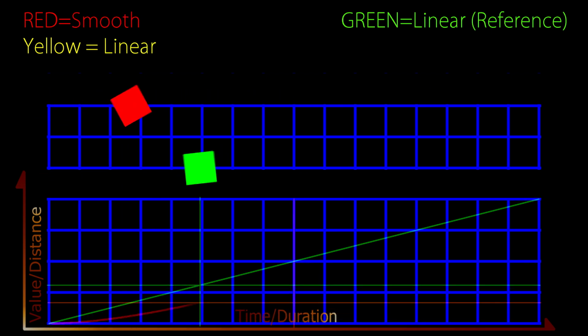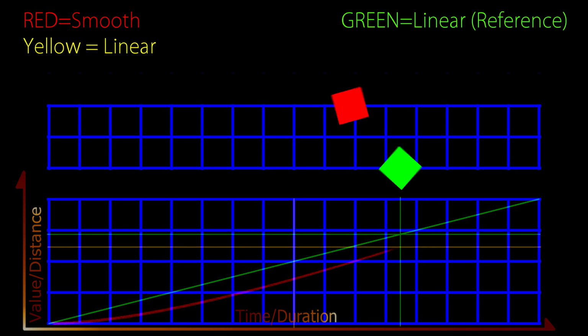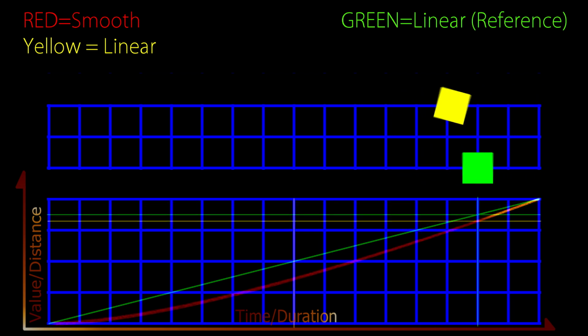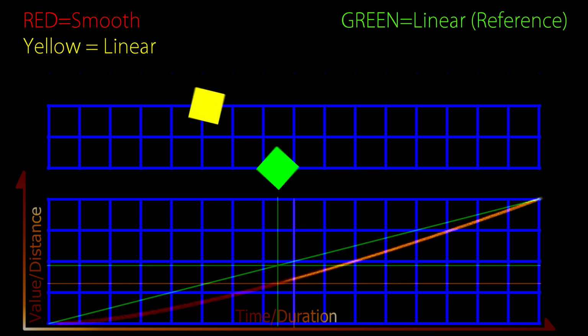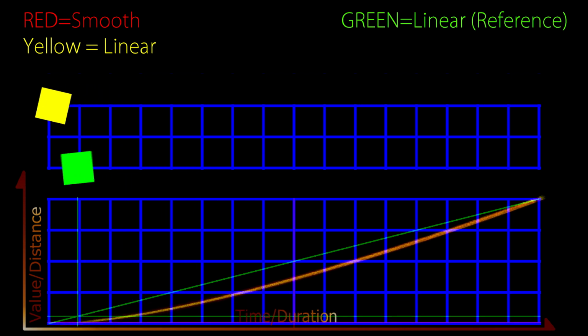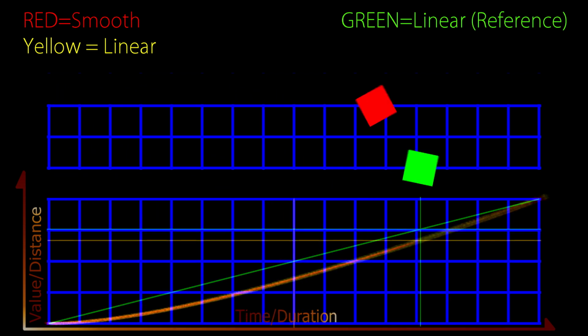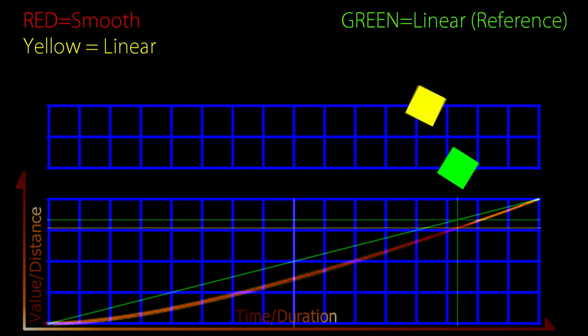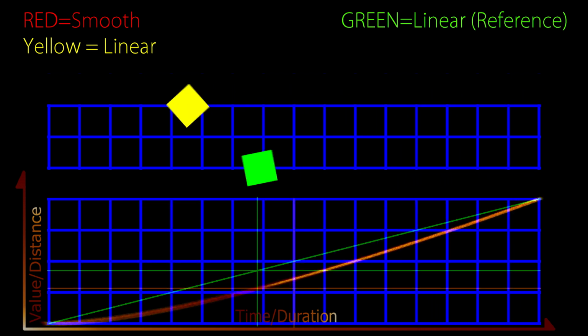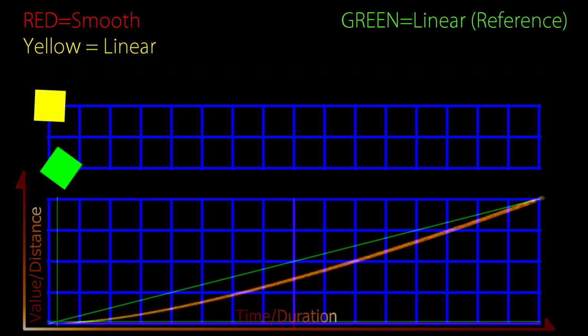Let me turn this around so that we have the smooth when going from left to right, and the linear when going from right to left. You can see this is basically the inverse of the previous curve.